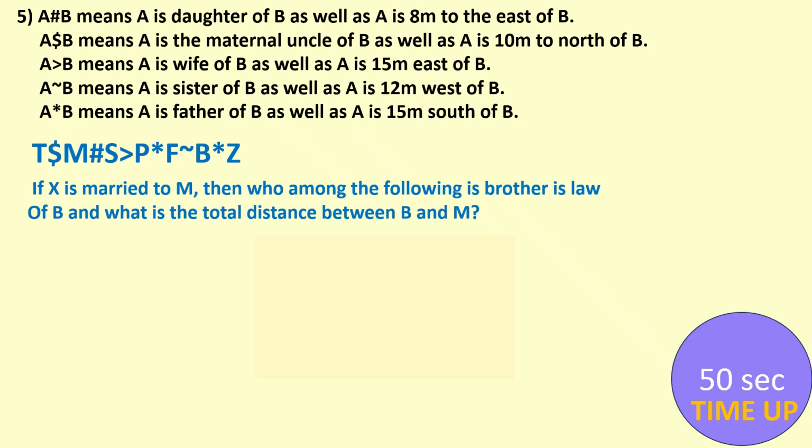So A hash B means A is daughter of B, as well as A is 8 meter to the east of B. So first what we will do is, using this expression, whatever the expression is given, first I will draw the blood relation chart, and then I will draw the direction and distance. Okay. So first is what is given? T dollar M is given.